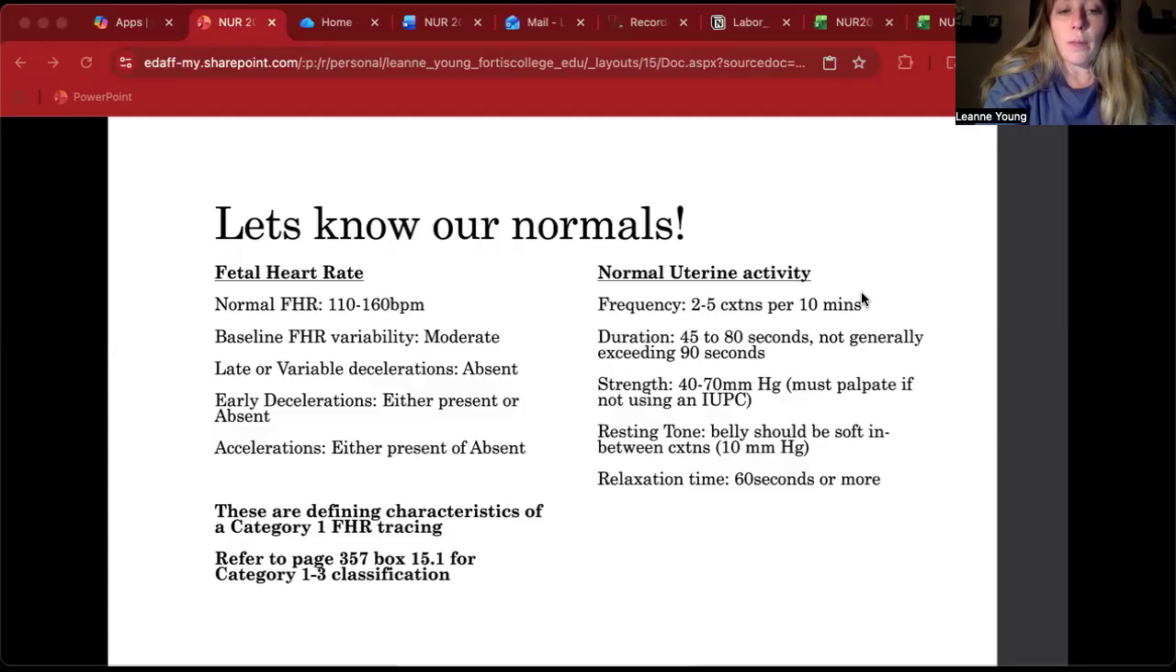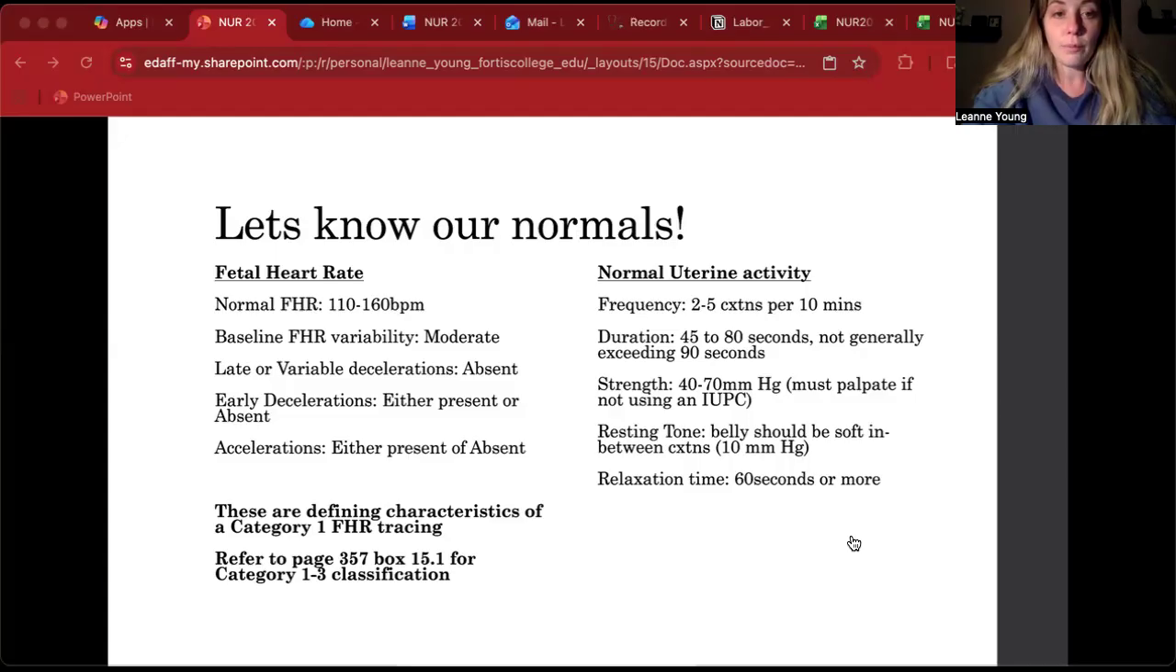Strength. So they should be palpable. If you're using an IUPC, that's the measurement. You don't really need to know that. Resting tone, your belly should be soft in between your contractions, okay? Relaxation time should be at least 60 seconds or more. So you should have at least 1, if not 2 minutes in between each contraction so baby can properly reoxygenate, okay?